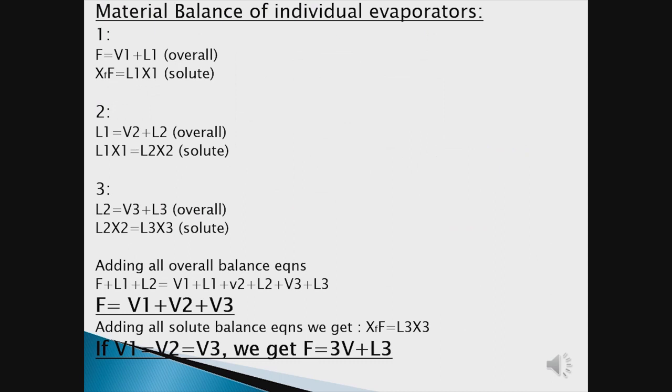Okay, now discussing the material balance. Now let's discuss the material balance of the individual evaporators. For the first evaporator, we are giving the feed. The feed is being considered for the first evaporator, and so F is equal to V1 plus L1, where V1 is the vapor which is received from the first evaporator, and L1 is the thick liquor which is received from the first evaporator. So F is equal to V1 plus L1, which is the overall material balance.